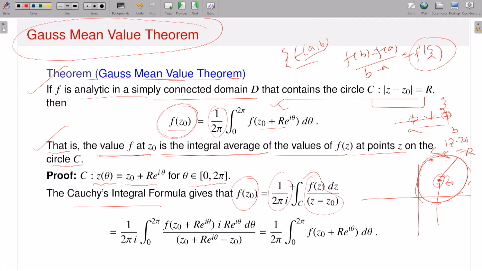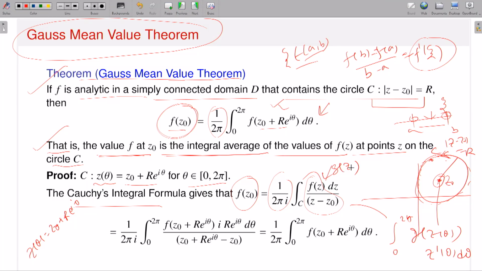Since I know the parameterization of the circle, I will use the definition of contour integration to write this integral. Since contour C has the parameterization z of theta equals z naught plus r e to the I theta, you just use the definition: if I write the integrand as g of z, then the contour integral is the integral from 0 to 2 pi of g of z theta times z prime of theta d theta. That's the only thing you have to do.